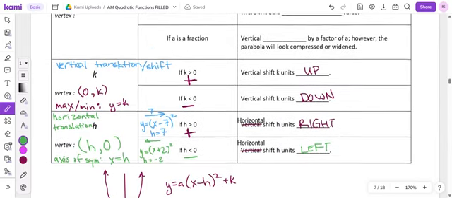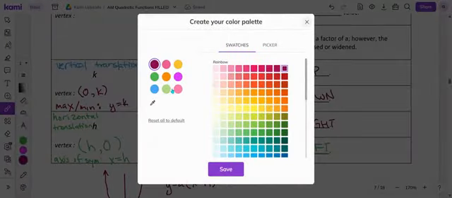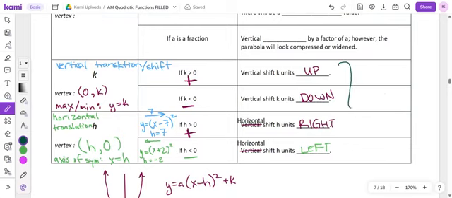Now, before we go to the A, what happens to the vertex when we have both an H and K value? Well, the H gives us the X coordinate and the K gives us the Y coordinate, right? So given an equation with all the transformations, you can find these coordinates.